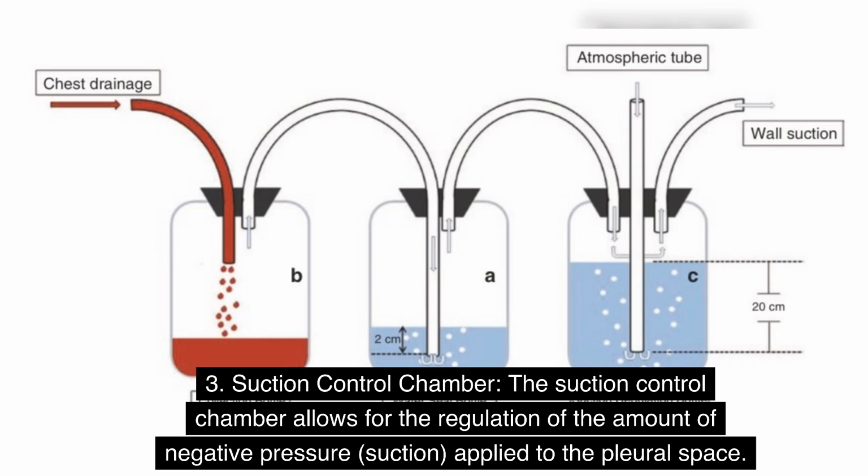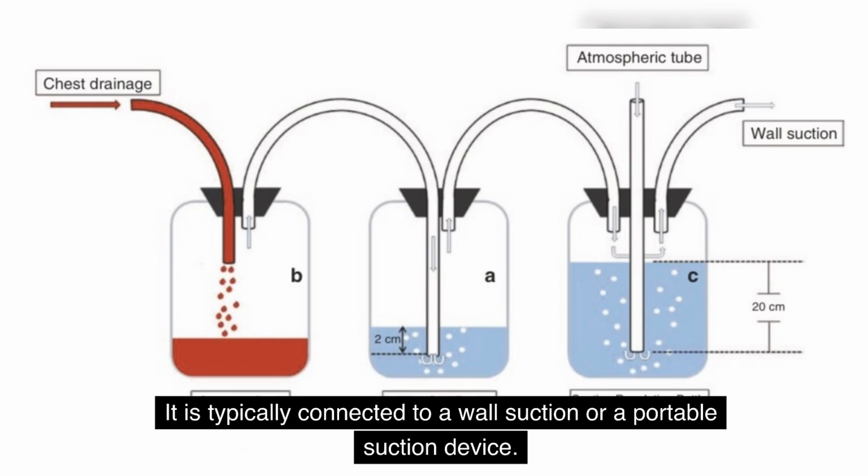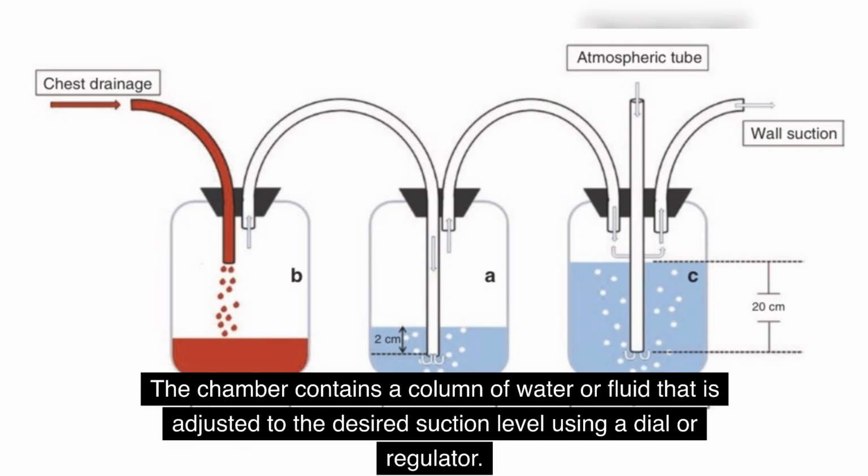3. Suction control chamber. The suction control chamber allows for the regulation of the amount of negative pressure, suction, applied to the pleural space. It is typically connected to a wall suction or a portable suction device. The chamber contains a column of water or fluid that is adjusted to the desired suction level using a dial or regulator.